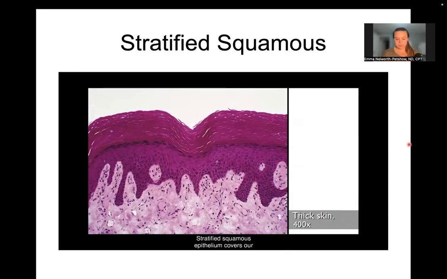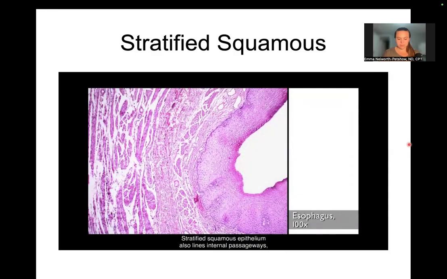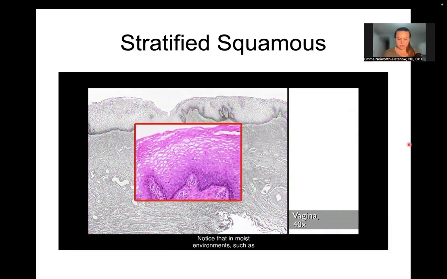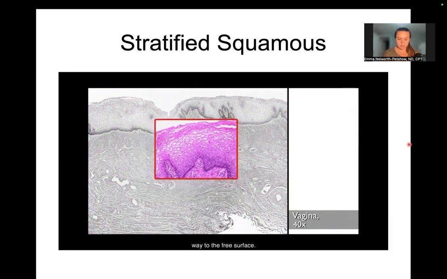Stratified squamous epithelium covers our external body surface, making up the epidermis of the skin. Stratified squamous epithelium also lines internal passageways, such as the esophagus. This is stratified squamous epithelium lining the vagina. Notice that in moist environments, such as the vagina, cells remain alive and retain their nuclei all the way to the free surface.